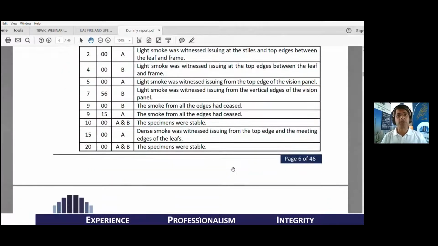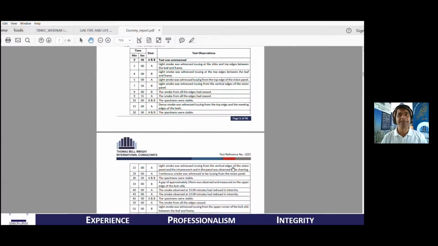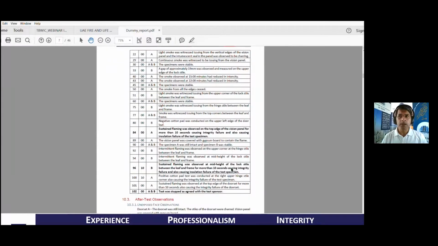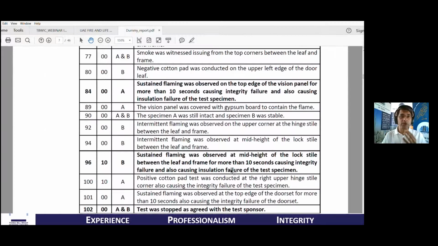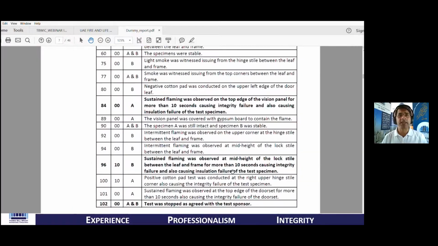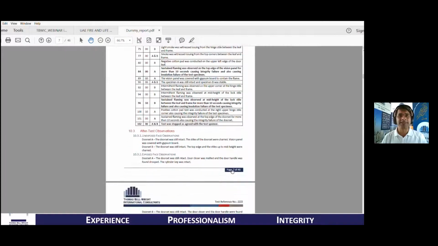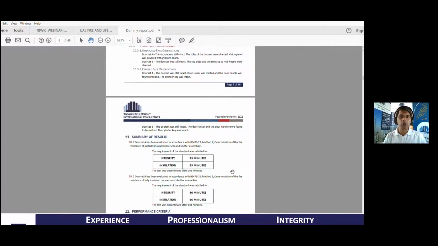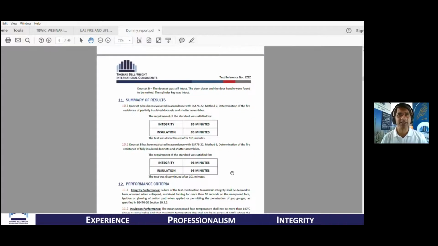The test observations, of course, are almost like a summary of what is happening. You could see the video of the test and, in parallel, see what is recorded. It's almost like a flow of how the test happened, like listening to the commentary of a football match, saying what had happened.